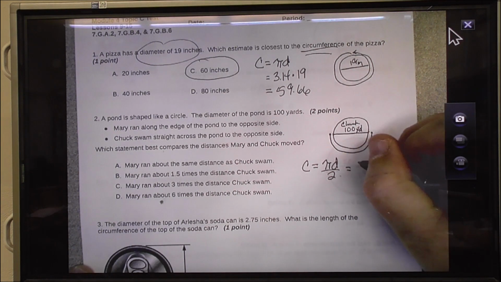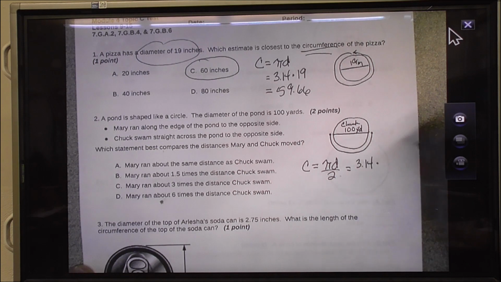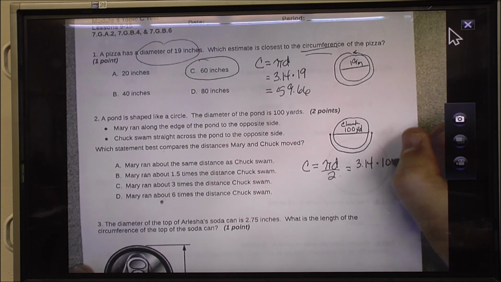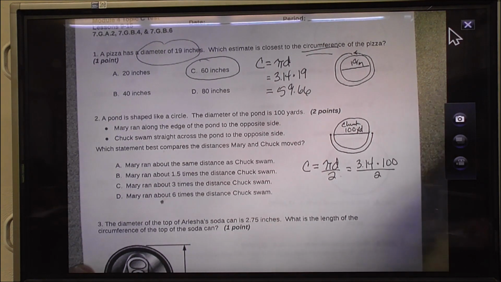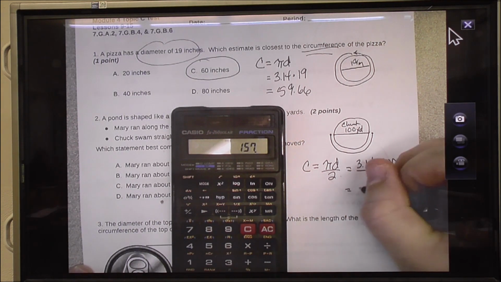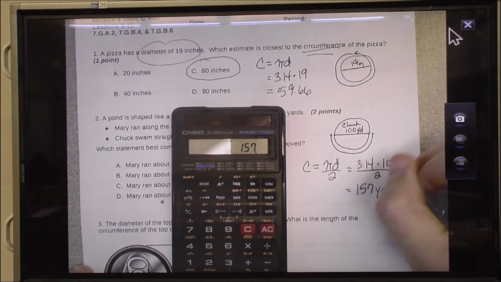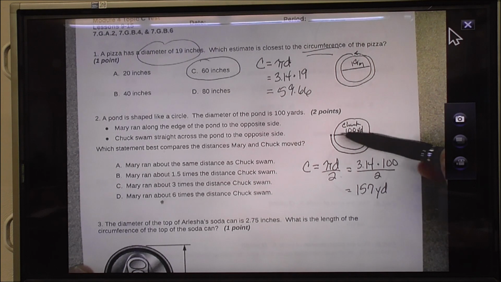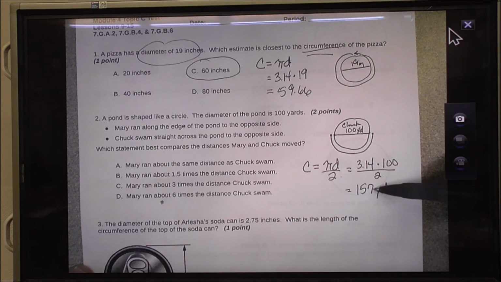So we're going to go ahead and do 3.14 for pi times the diameter. Diameter is still 100 yards, right? So 3.14 times 100, and then take that answer and divide it by 2. And that gives you 157 yards. So Chuck swam across 100 yards. Mary ran around and ended up doing 157 yards, 57 yards more than Chuck. Alright, unless Chuck's a really slow swimmer, he probably won the race.